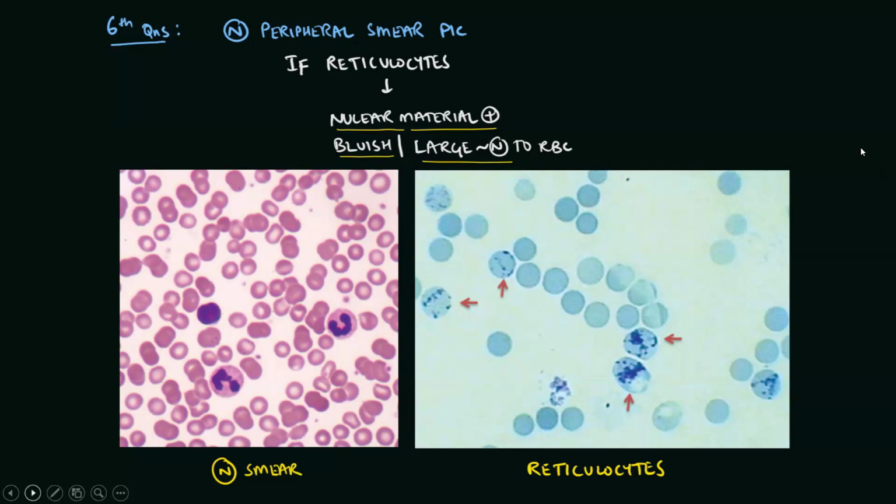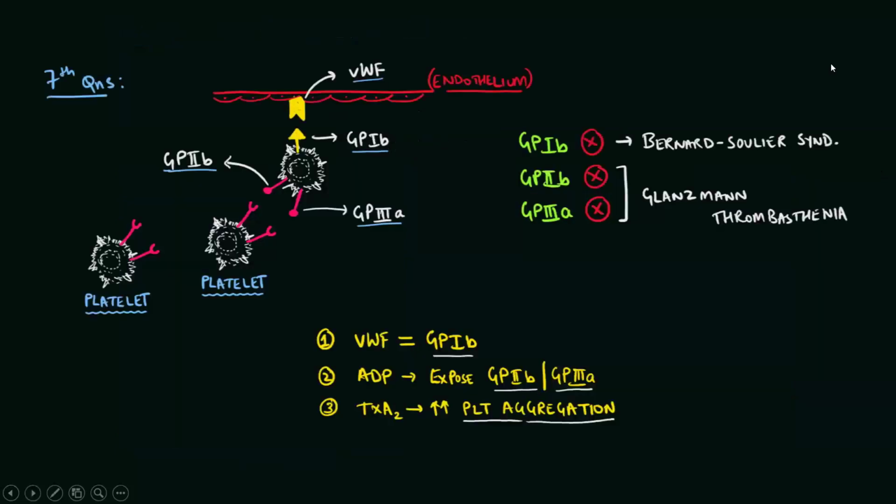Over to you, Dr. Manoj. Yeah, and this is our second question. For this question, the answer was GP1B, 2B, and 3A molecules. These are the molecules present on the platelets, which help in platelet accumulation. So here, these three molecules play a very important role without which platelets do not function.